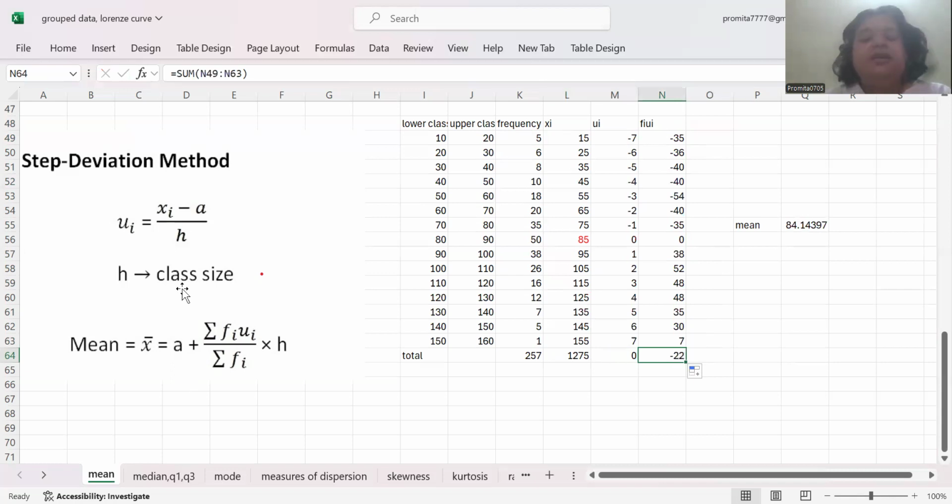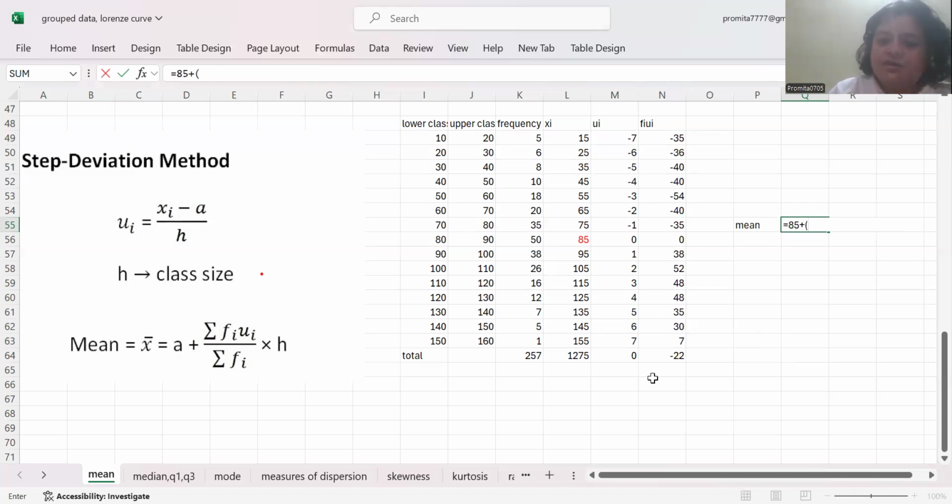So my summation fi ui is minus 22. Now I calculate the mean, which is equal to 85 plus summation fi ui divided by summation fi, into my h, which was 20 minus 10, which is 10. So we put another bracket. So 84.14397, the value that we calculated earlier.